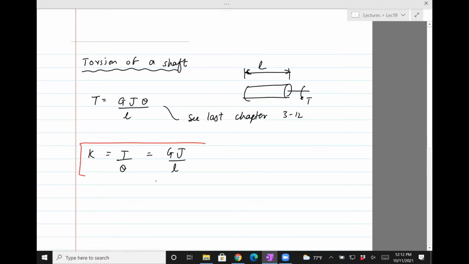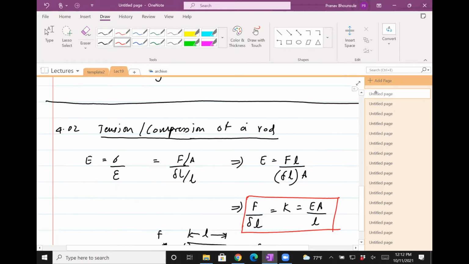So the point here is that you can find the spring rate very easily by taking the force divided by the change in length, or in case of torsion, it's torque divided by the angular deflection. And you can see that the spring rate is a constant. The moment you give me J, which is the polar moment of inertia, G and L, K is constant. Same for this one, right?